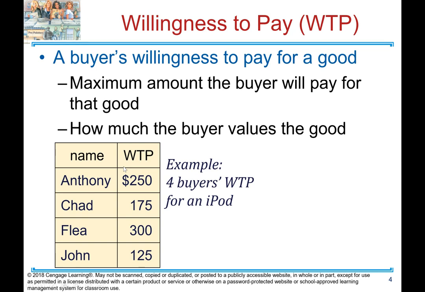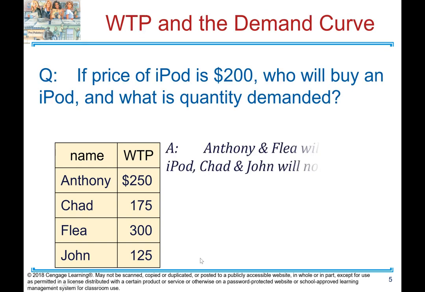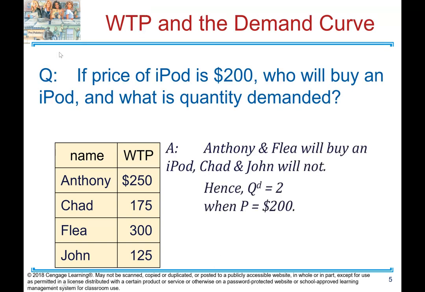So here is a schedule, and Anthony is willing to pay $250 for an iPod, Chad $175, Flea $300, and John $125. That is their willingness to pay. Question: if the price of an iPod is $200, who will buy an iPod? And what is the quantity demanded?